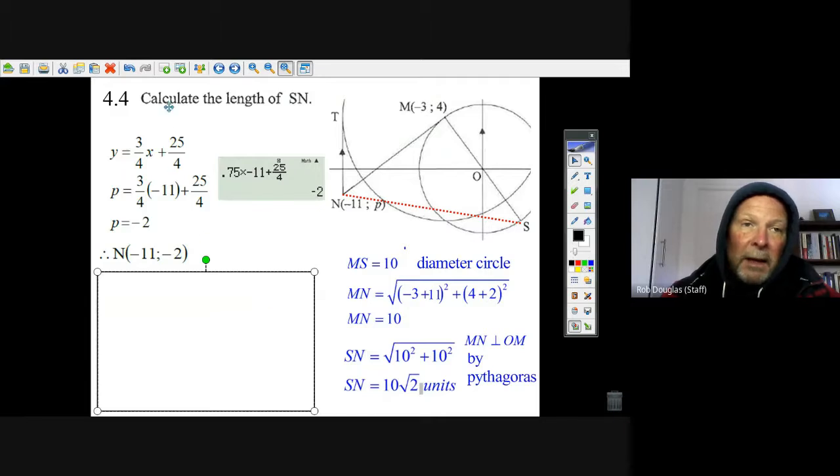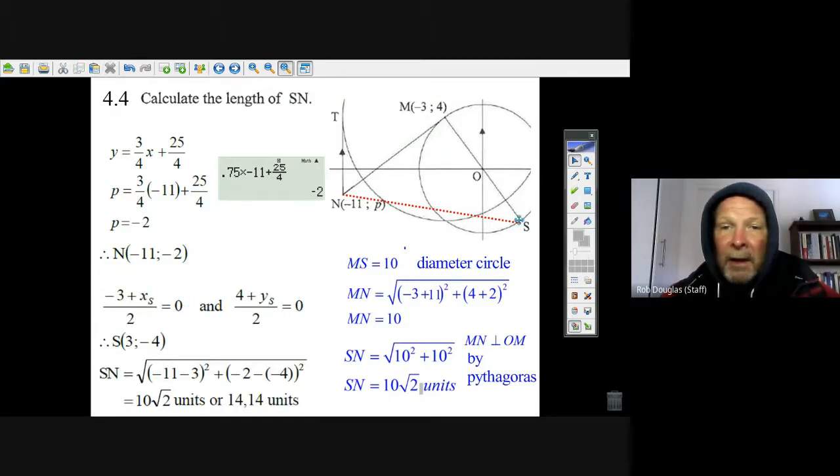This is the way it looks in the memo. They used a different idea. They went at figuring out S instead, which is fine. They said, hey, O is the center of this circle. It's the midpoint. So the x coordinate, to get an x value of 0, must be minus 3 plus whatever the x coordinate of S is, divided by 2. Well, minus 3 plus 3 is 0, so x must be 3. And using the same idea, 4 plus negative 4 must be the part there. So 3 and negative 4, that must be the value of S right there.